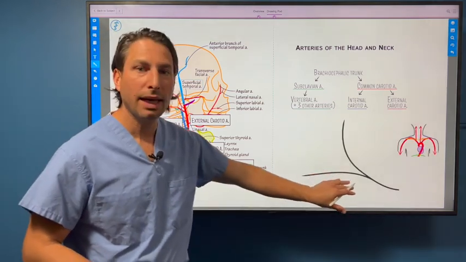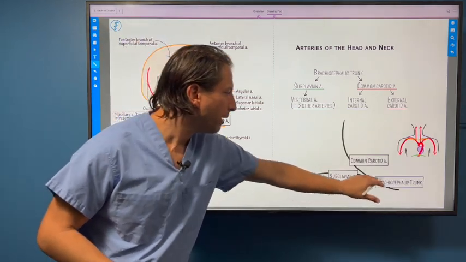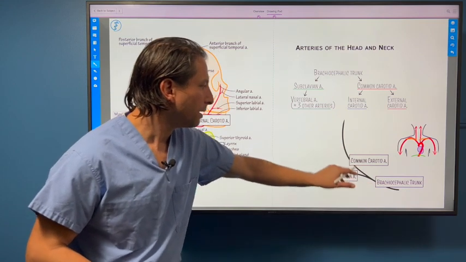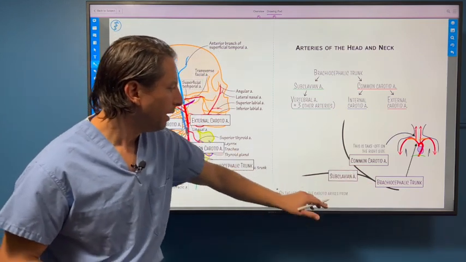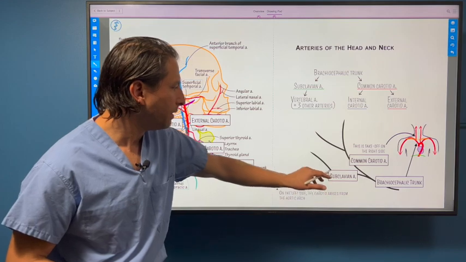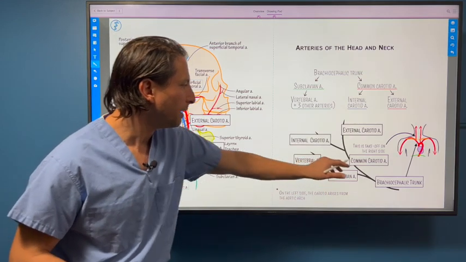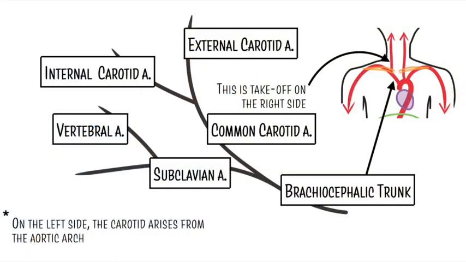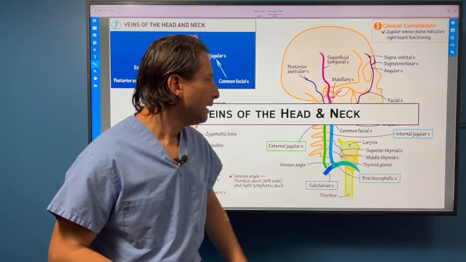This is a quick sketch of this. So brachiocephalic trunk branches to common carotid and subclavian, and then the subclavian spits off the vertebral arteries, and the common carotid branches into the external carotid and the internal carotid. And then there's this caveat that on the left side, the carotid artery arises directly from the aortic arch.